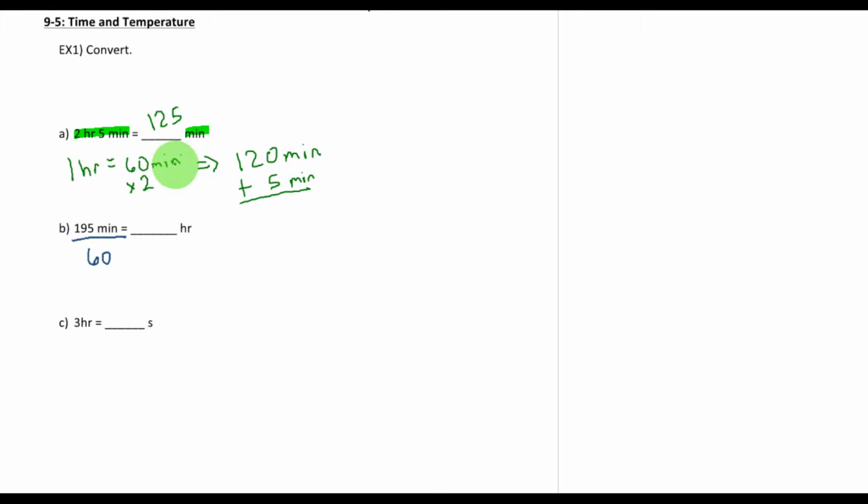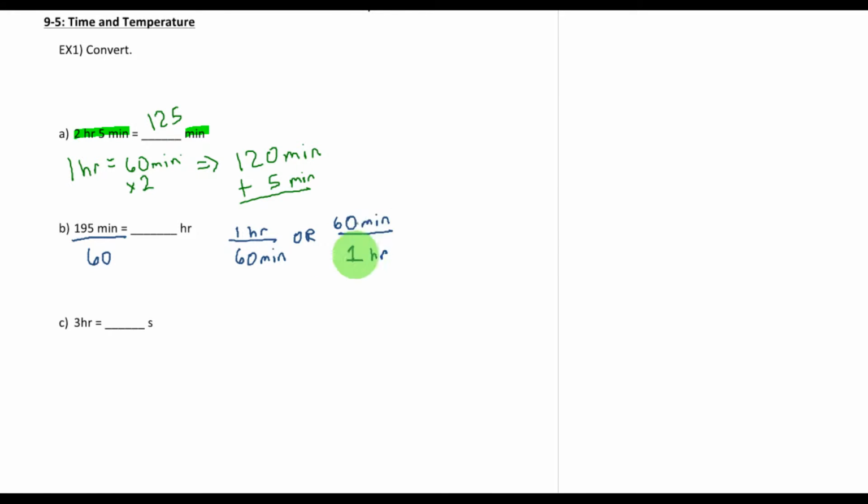So let's go back and ask ourselves, what do we know? We know for every 1 hour there are 60 minutes. I'm going to rewrite that below as a conversion factor. So I'm going to write 1 hour is equivalent to 60 minutes. Or I could rewrite this as 60 minutes for every 60 minutes, there's 1 hour. Put a 1 hour here.